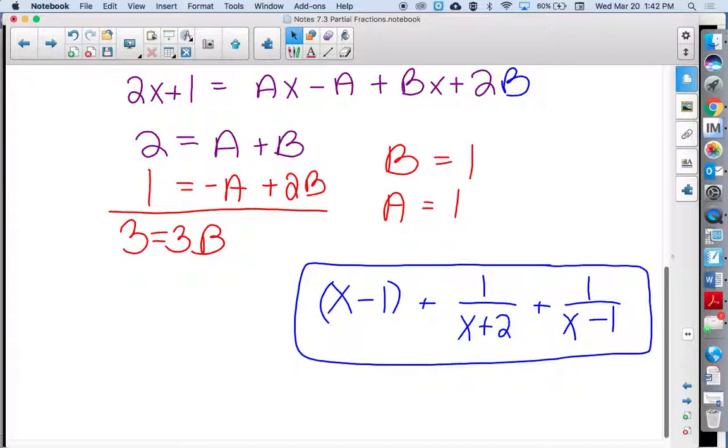Questions? What do you think of partial fractions? Better than trig? I have a couple kids who really like trig though. Yeah.